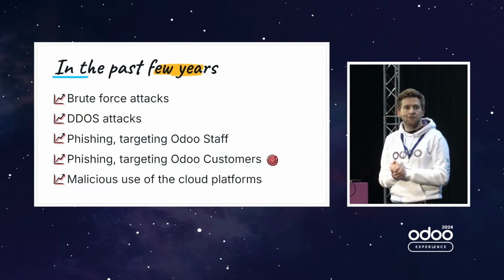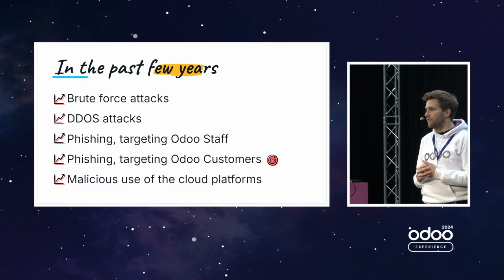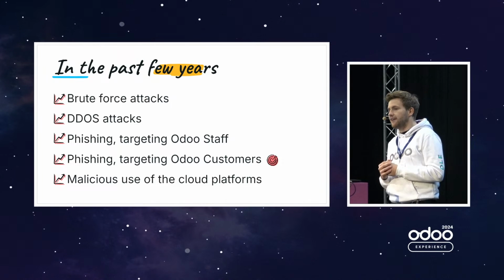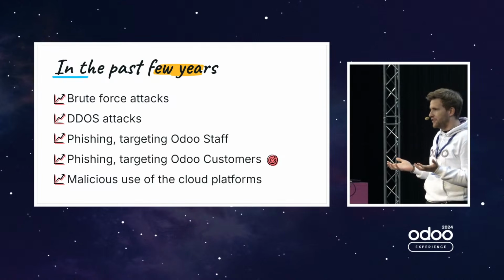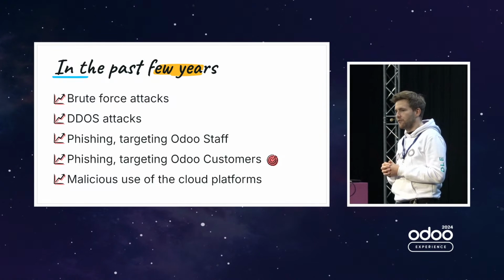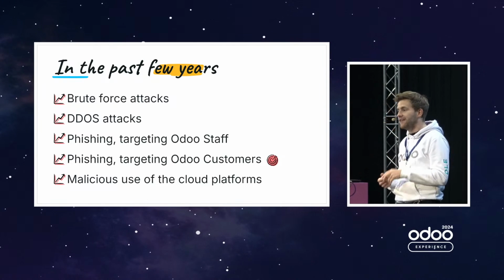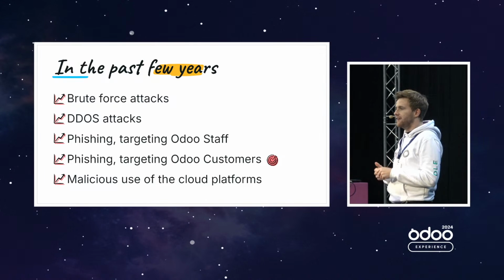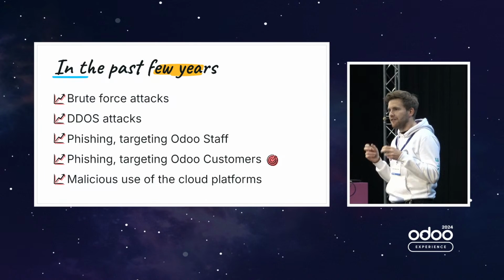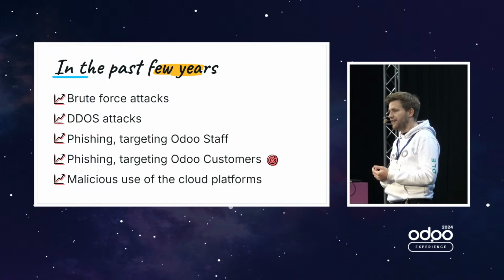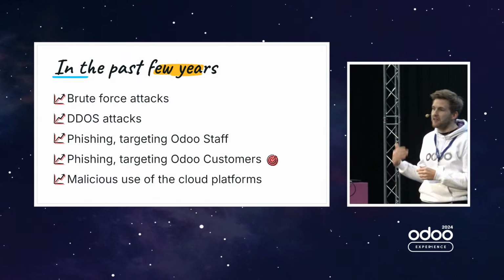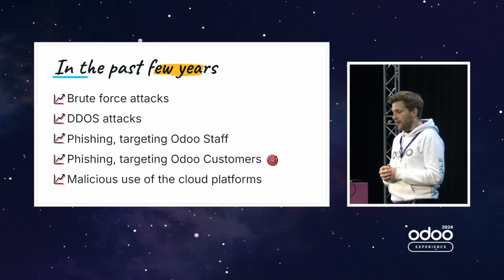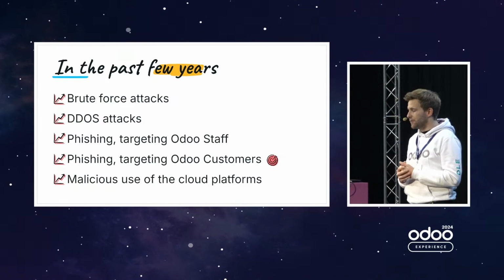Then, at Odoo, we also have an increasing number of phishing attacks targeting employees directly. It's not a single generic phishing. They know the name of the employee, they know their role in the company, they know the name of their managers, and so they can tailor-make the phishing attacks against our employees, and it's coming more and more often, and it's more and more sophisticated as we grow.